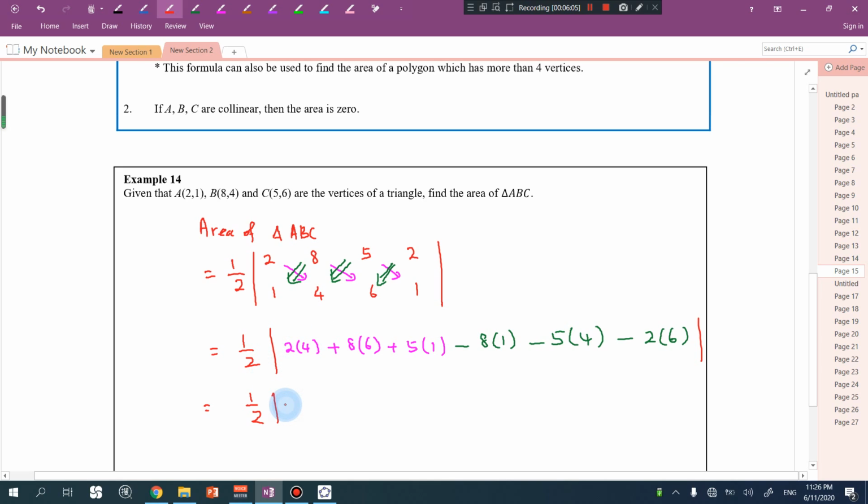Okay, you should be able to get 21 over here. So modulus 21, you still get 21. 21 times 1 over 2, you will get 10.5 units square. Okay, so this is the area of this triangle.